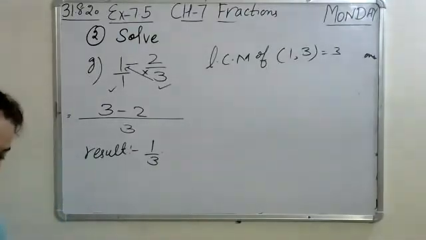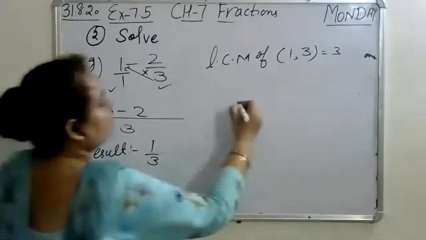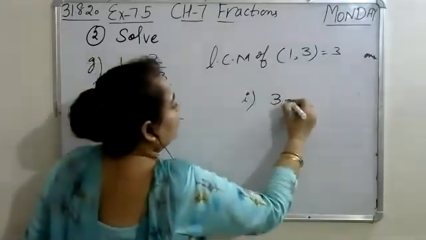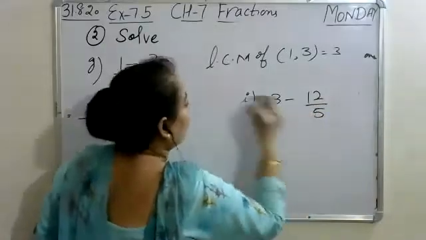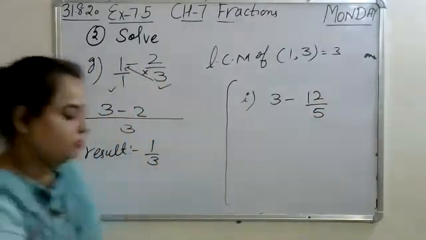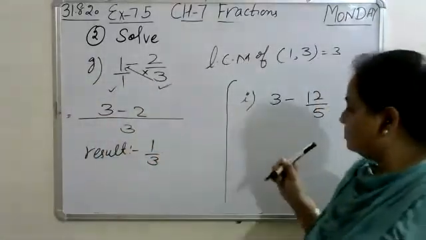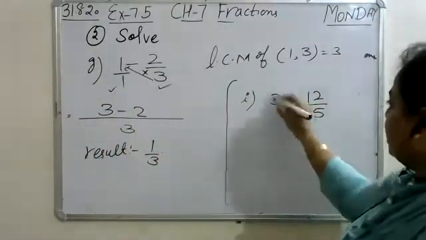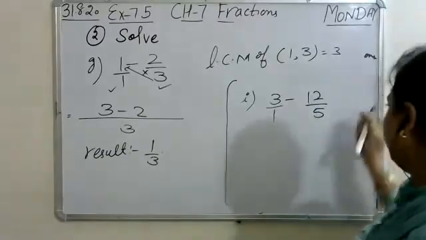Check. Yes, ma'am. 3 minus 12 by 5. Tell me, how can you solve this sum? First, we will write denominator 3 over 1. Very good. Here we will write 3 over 1. Very good. What is the next step?